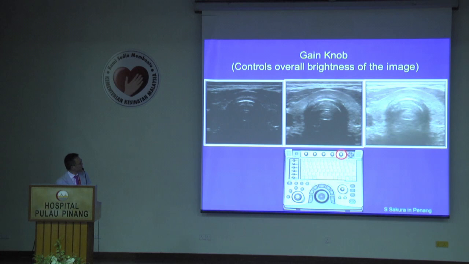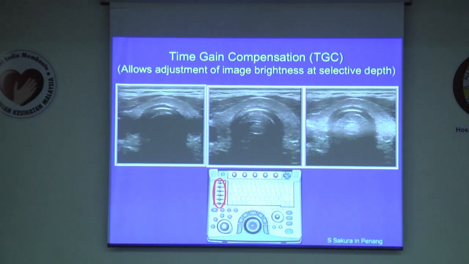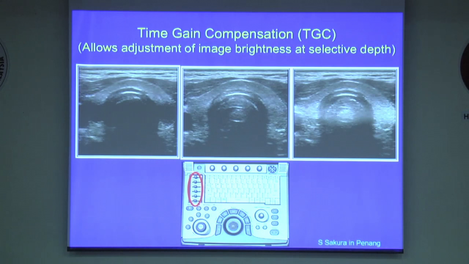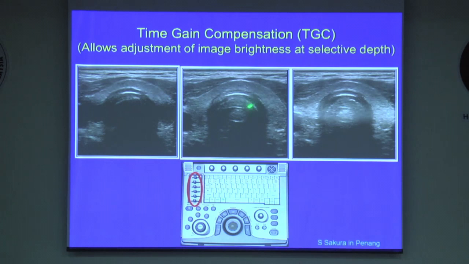Probably the gain knob is the one you use most frequently. This adjusts the overall brightness of the ultrasound image, and inadequate or excessive gain can cause blurring of tissue boundaries as well as loss of information. Most machines have 5 to 10 slide controls grouped together. These are TGC, or time gain compensation controls. They adjust gain in specific areas of the image. The middle image shows an optimal TGC setting, while the others are incorrect settings.